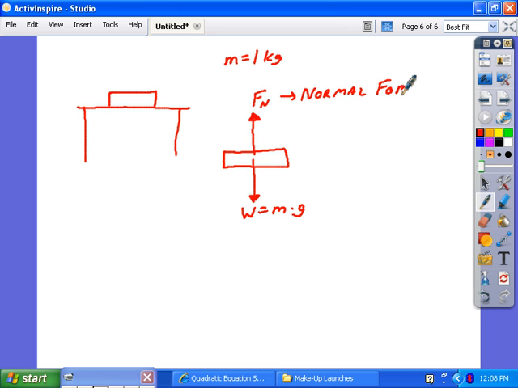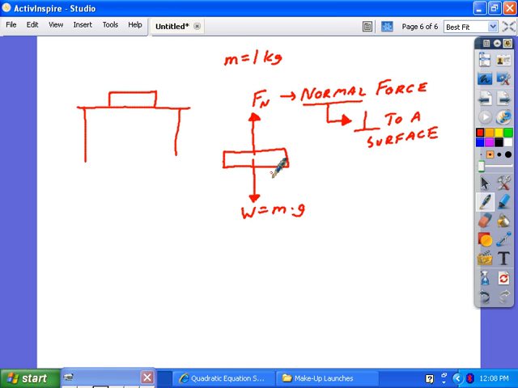Literally, the word normal force doesn't mean ordinary or everyday, anything like that. The term normal here is the mathematical definition of normal, which means perpendicular to a surface. So by saying that this is a normal force, we are saying that it is perpendicular in manner to the surface that these two are in contact with.